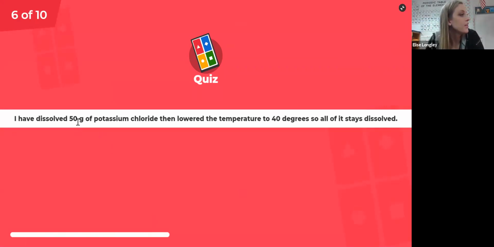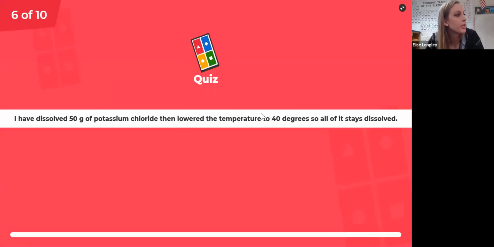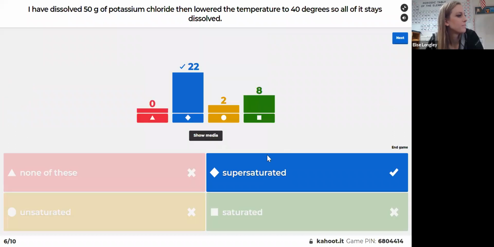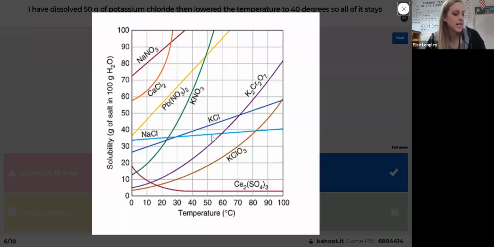I have dissolved 50 grams of potassium chloride, then lowered the temperature to 40 degrees so all of it stays dissolved. Yes, it is supersaturated.